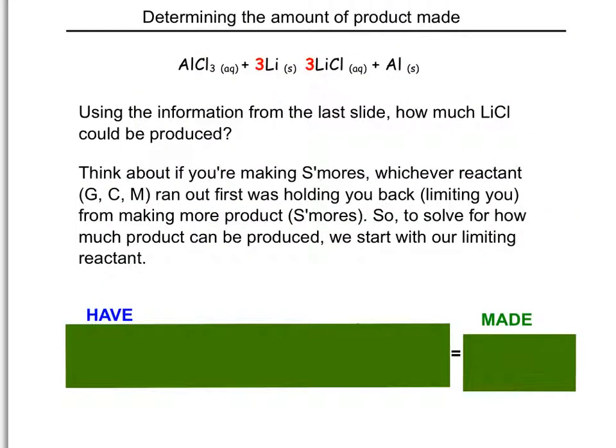Before you watch the tutorial for this slide, I would recommend that you try it out yourself. Think through what you've learned and what the question is asking. Using the provided information from the last slide, how much lithium chloride could be produced? So now we want to know how much lithium chloride could actually be made. Sorry, there should be a little arrow in there. Think about it with your reactants. If one of your reactants is holding you back, that's the one that's going to limit how much lithium chloride you can make. So please pause the video and see if you can solve for this one on your own.